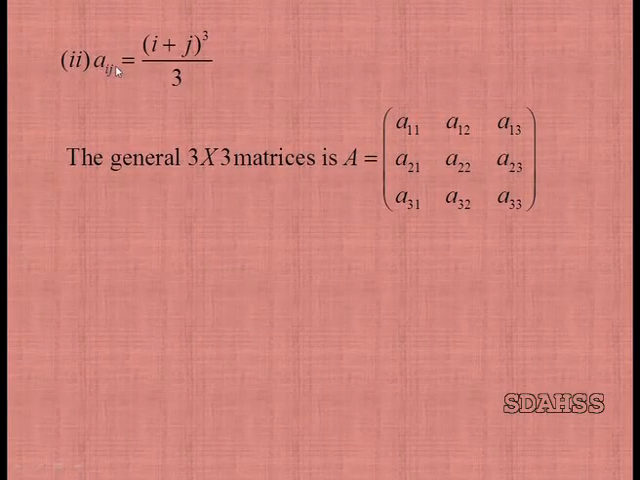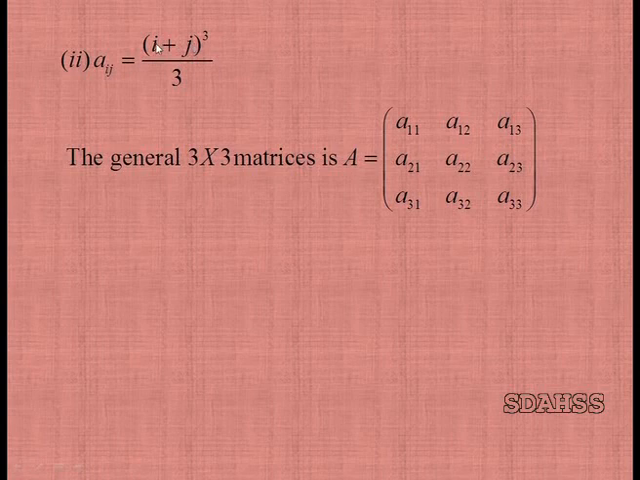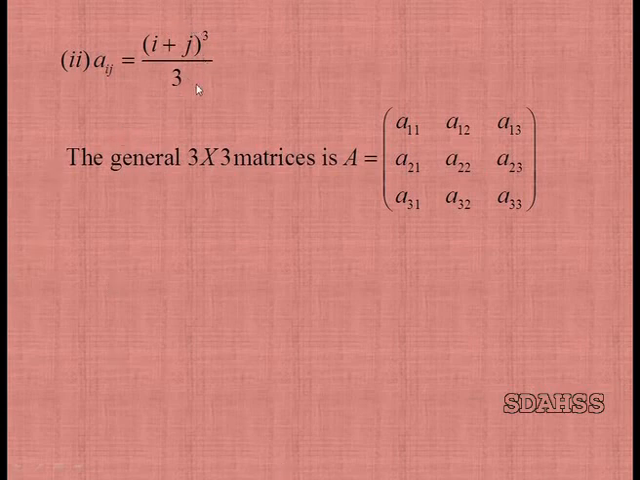Subdivision 2. Aij is equal to (i plus j) whole cube divided by 3. Here we want to construct a 3 cross 3 matrix. 3 cross 3 matrix means you have to construct a matrix with 3 rows and 3 columns.